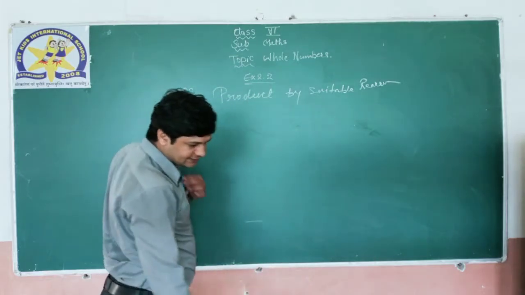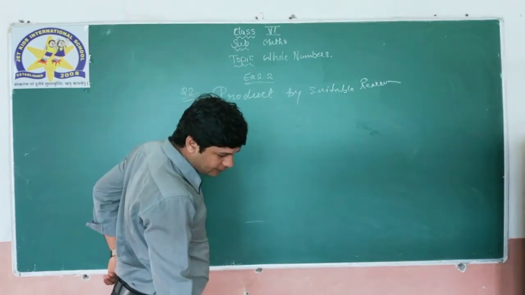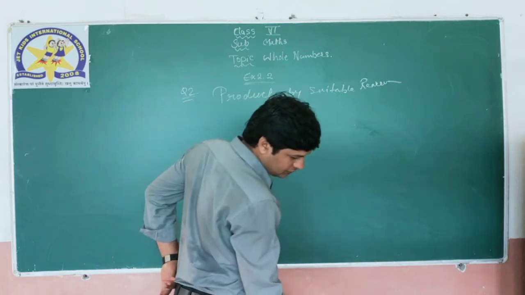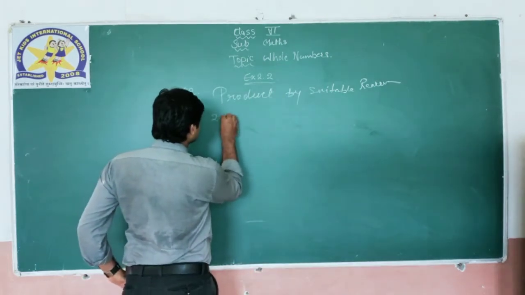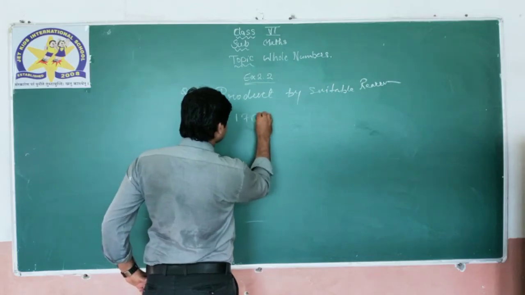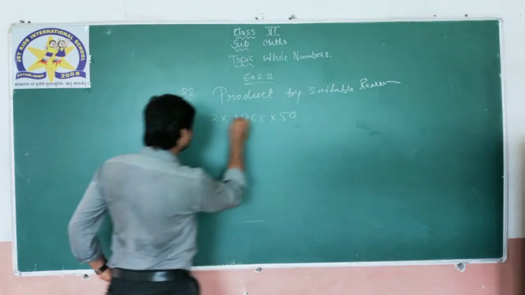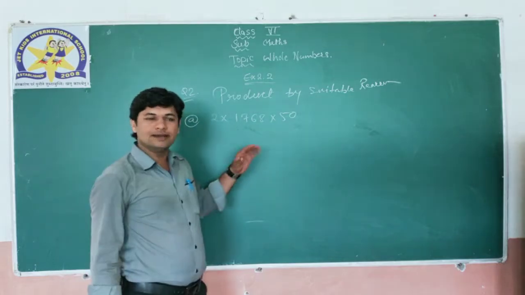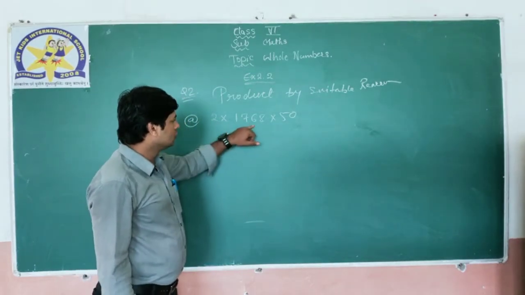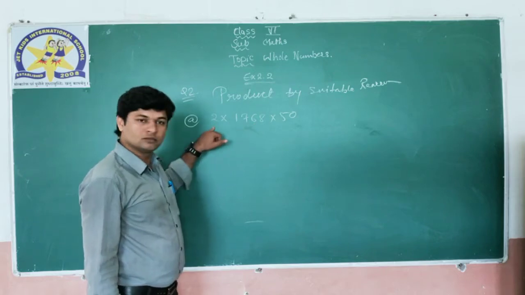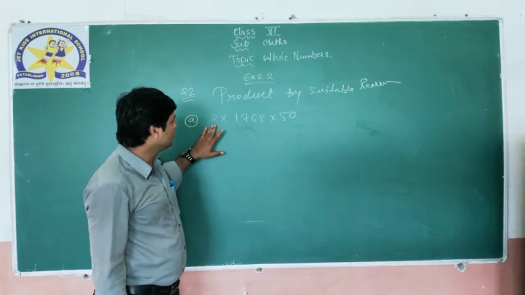Okay, first question is 2 multiplied by 1768 multiplied by 50. Clear? So how will you do it? First, what will you do? Will you multiply this first? No. What will you do?